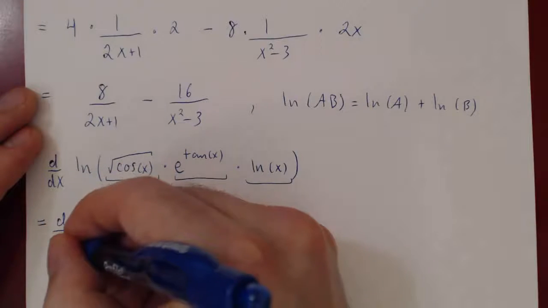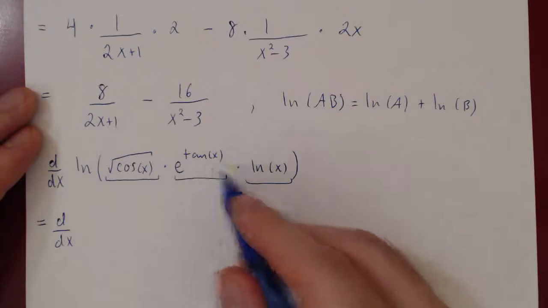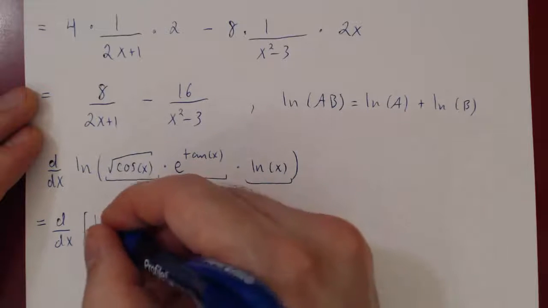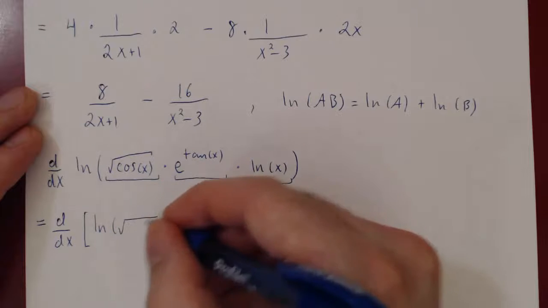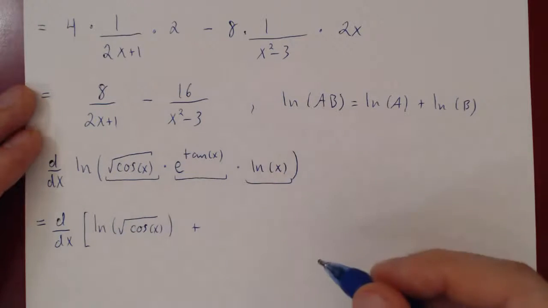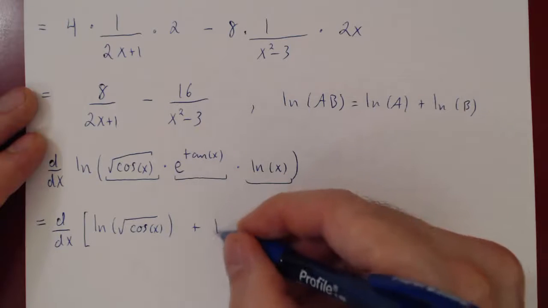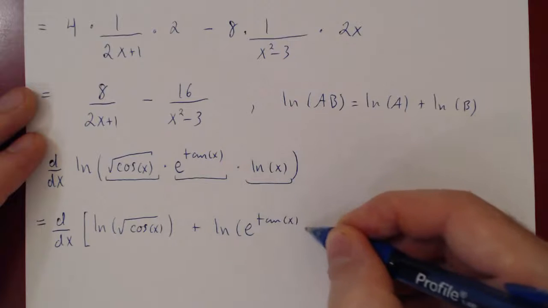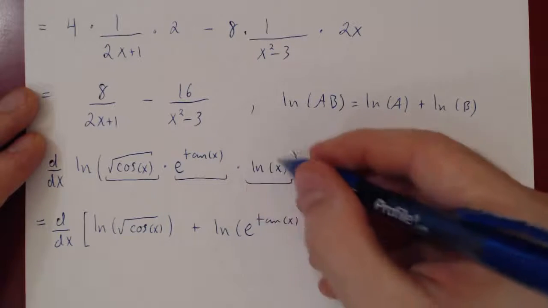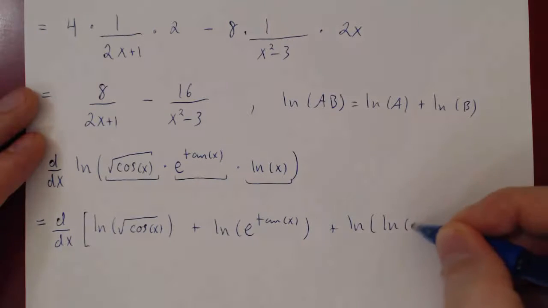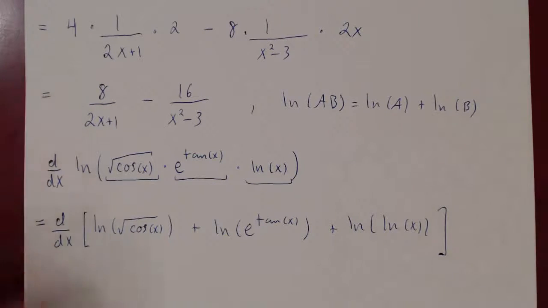So the ln of this times this will be ln of the first term, so ln of the root of cosine of x, plus the ln of the second term, ln of e to the tangent of x, plus the ln of the third term, so plus the ln of x. And now two things we can do here.